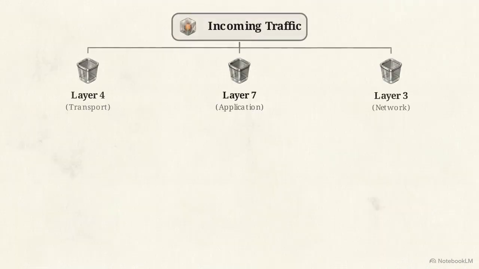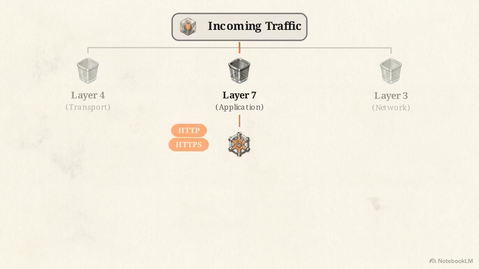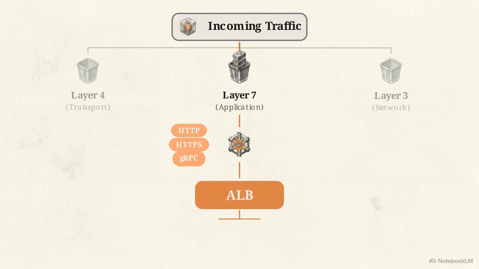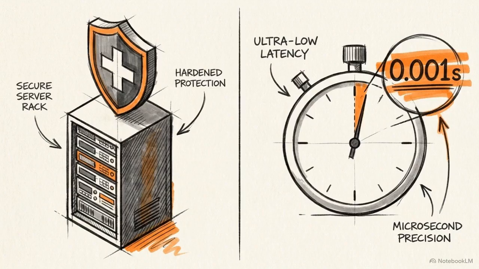This flowchart summarizes the decision process. The right choice depends on your specific protocol and the needs of your engineering team. For standard web applications and microservices running on HTTP, HTTPS, or gRPC, the ALB is the standard choice. The managed features like redirects and container-native routing are worth the fractional increase in latency.